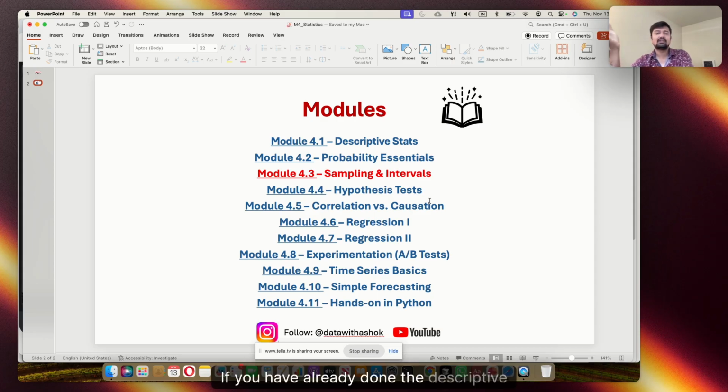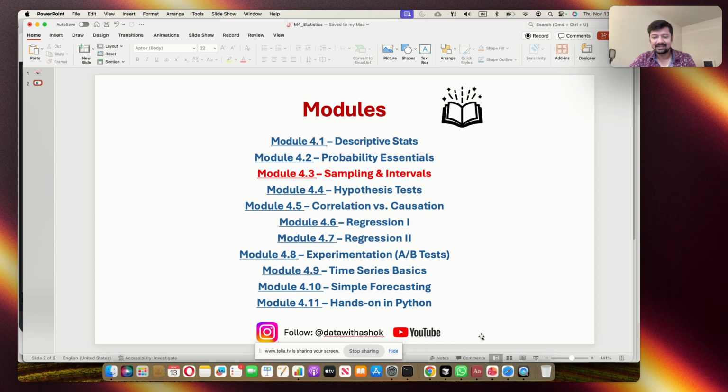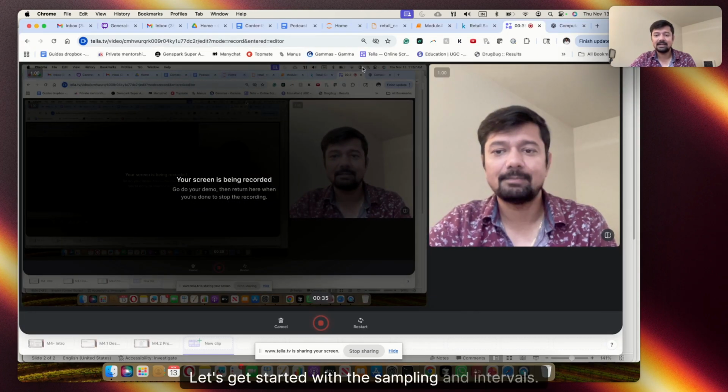If you have already done descriptive statistics and already know the probability essentials, then sampling and intervals can help you add a little bit more information about the data that you are going to explore in your downstream analysis. So, are you guys ready? Let's get started with sampling and intervals.